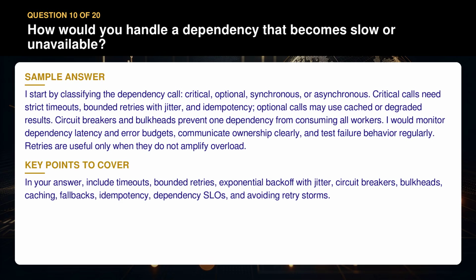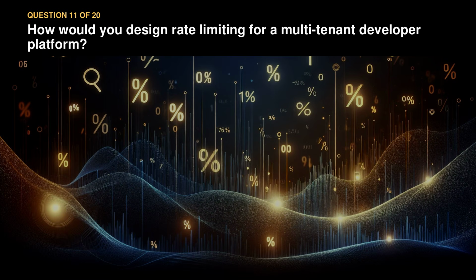In your answer, include timeouts, bounded retries, exponential backoff with jitter, circuit breakers, bulkheads, caching, fallbacks, idempotency, dependency SLOs, and avoiding retry storms. Question 11. How would you design rate limiting for a multi-tenant developer platform?